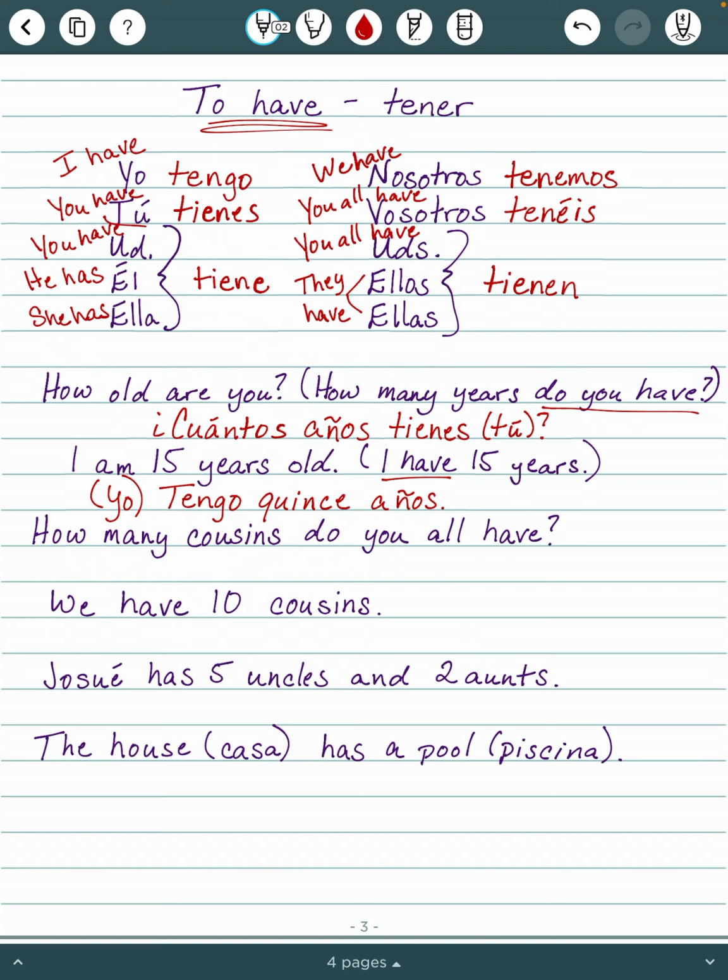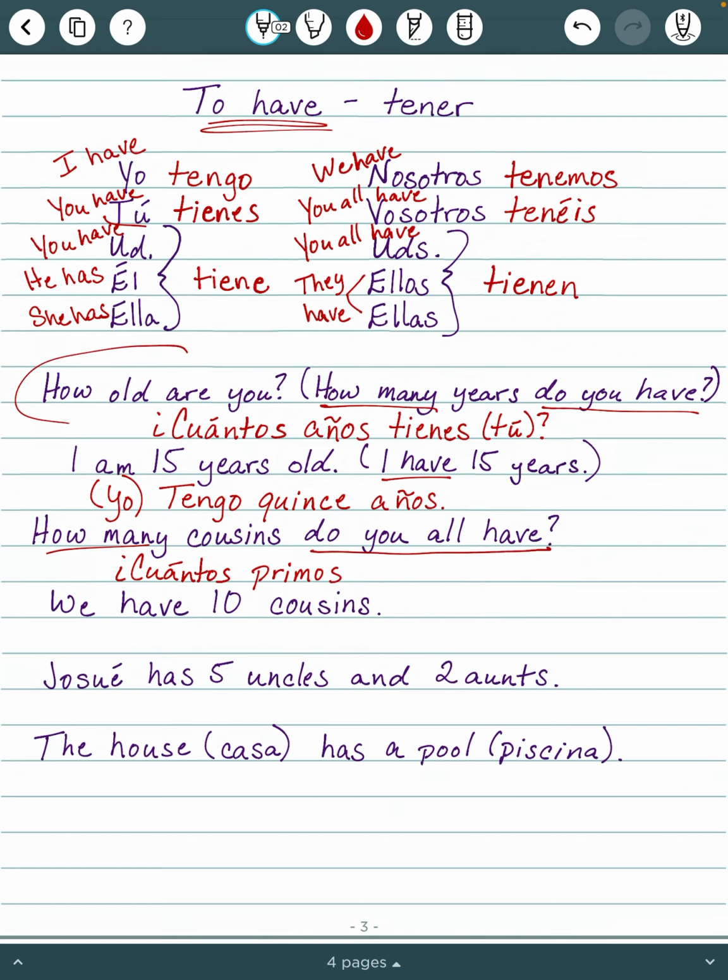So moving past this años question and answer, let's practice how many cousins do you all have? So same format. We're starting with how many, so cuántos. We're going to add in that vocabulary with cousins. If you look that up on Voces, you'll find the word primos. Now, we're saying, do you all have?